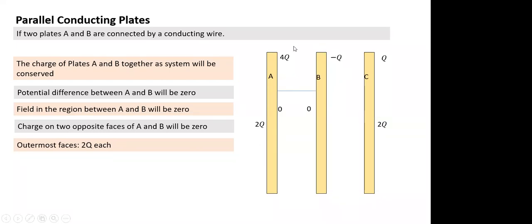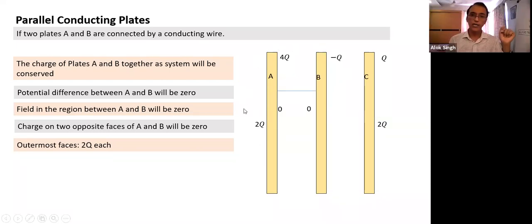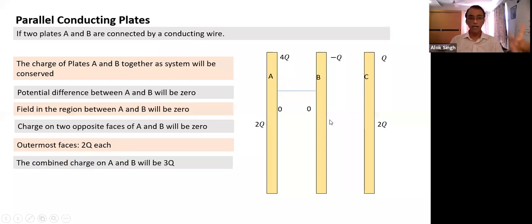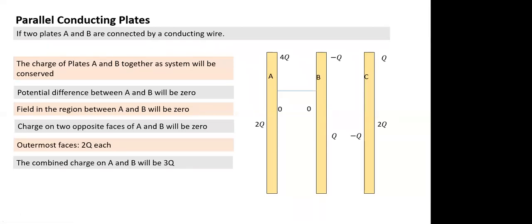Yes. Now I have to look at the A and B plates together. The initial charge was 3q. So this plus this plus this plus this has to be 3q. This is 2q, so the charge on this surface has to be equal to q. The combined charge on A and B will be equal to 3q. Hence this charge is equal to q, and the opposite is always equal and opposite, minus q. That's the charge distribution, sir, when you connect them together.